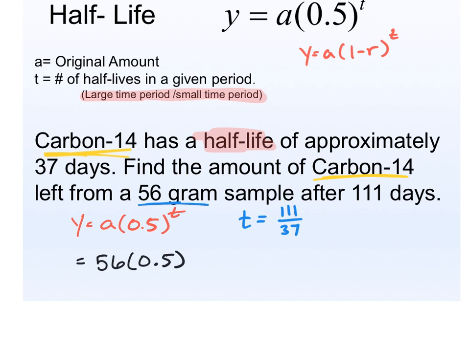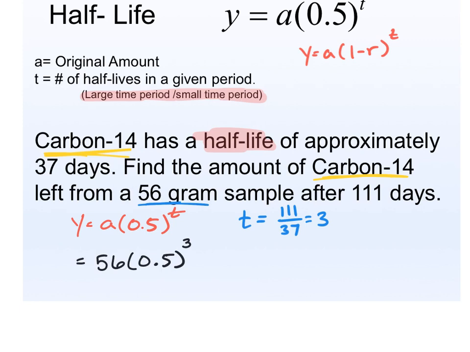And if you actually work out that math, you figure out that your T value is 3. So that means when you plug it into your formula, you plug in a 3. You don't plug in a 37. You don't plug in a 111. The number of half-lives that happen is actually 3. And then it's exactly what we were doing before.